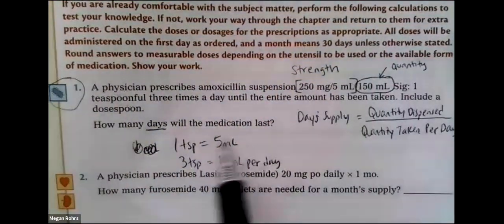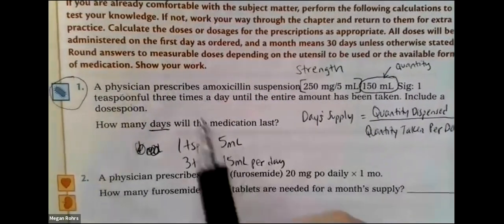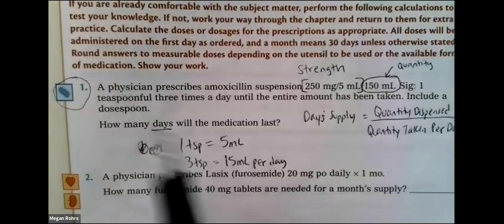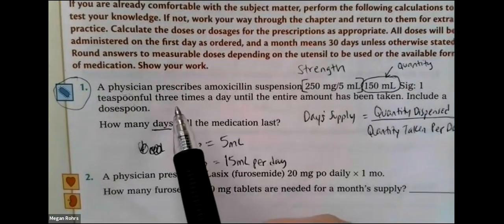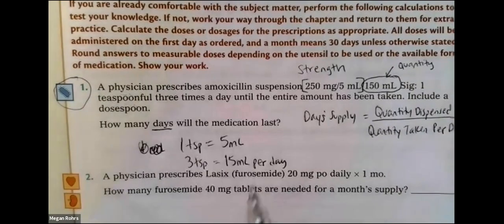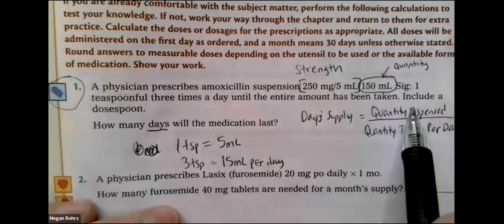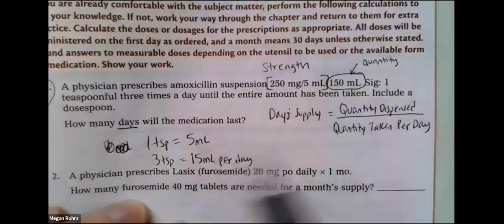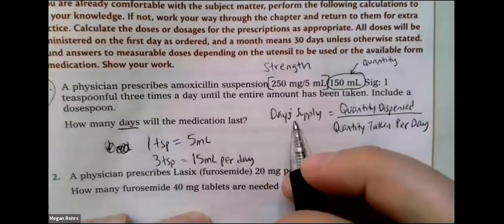Now, if you needed to use ratio and proportion for this step, we could have done that. But I want you to get in the habit of visually seeing, well, if 1 teaspoon is 5 mLs and they're doing that 3 times a day, 5 times 3 is 15. So we now have the quantity dispensed, and we also have the quantity that they're taking per day. So we can plug this into my day supply equation.